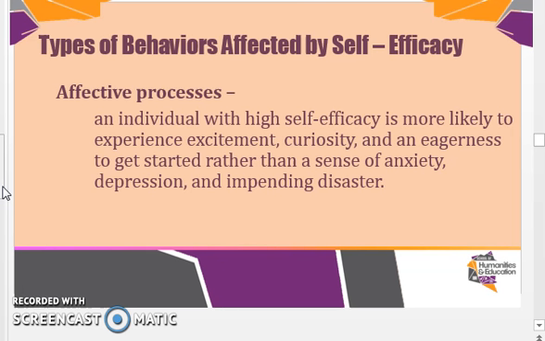So I want you to pause at this time and think of how you can use the various factors that influence self-efficacy within your own classroom setting.